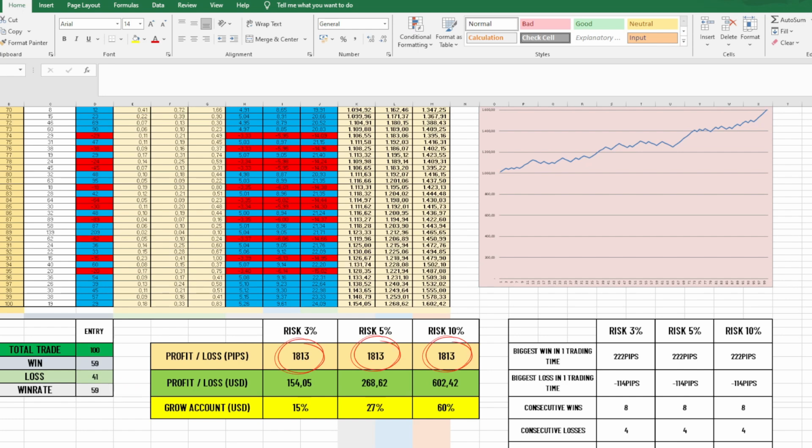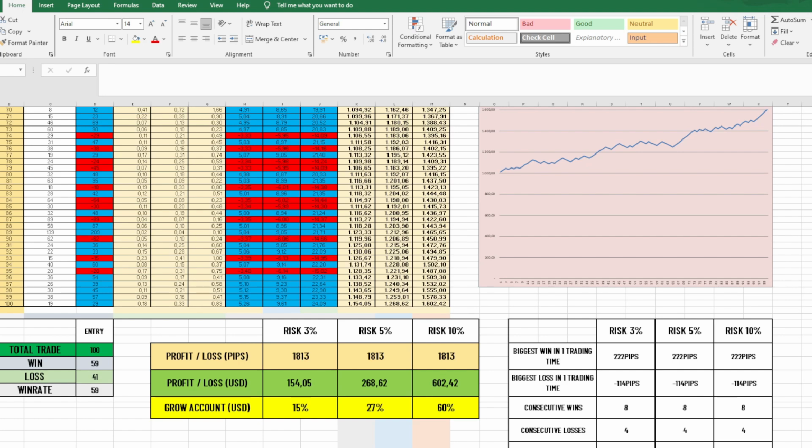7. The scalping trading strategy achieved a profit of approximately 13 pips during the backtest. 8. If starting with an initial capital of around $1,000 and employing regular lot sizing with a compounding system, the projected profits would be approximately $154 with a 3% risk, $268 with a 5% risk, and $602 with a 10% risk.